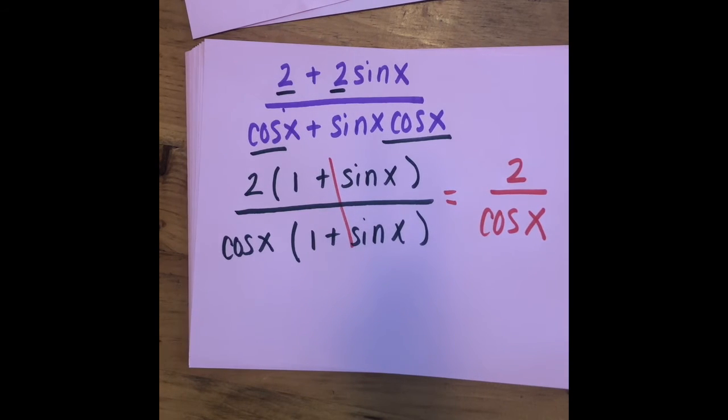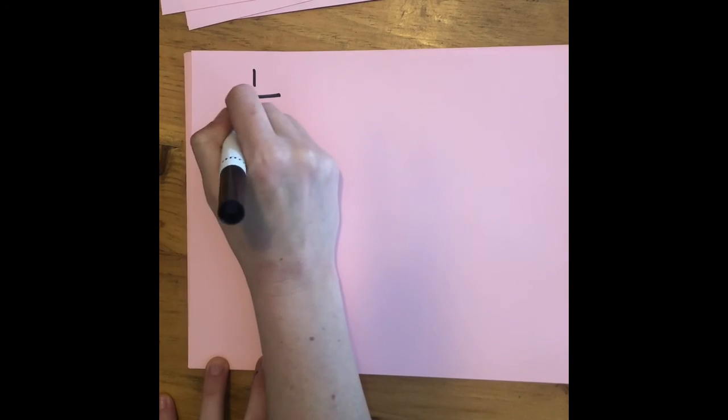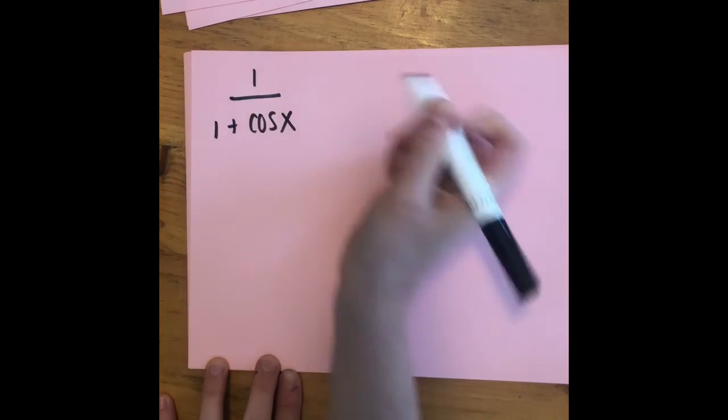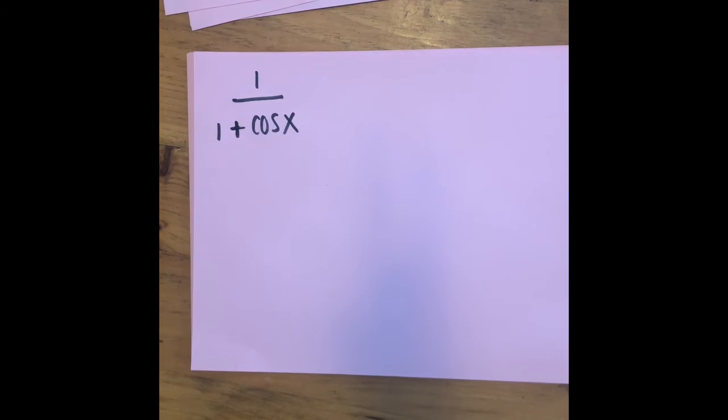All right, there is one more, and it's probably the most simple one. It is saying if you have 1 over 1 plus cosine of x, they don't like you having this 1 over 1 plus cosine of x, right? They want you to rationalize the denominator, or make it so that the trig function is not in the denominator.